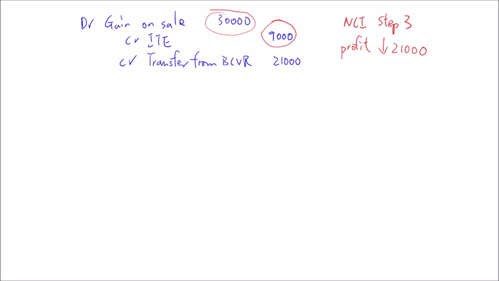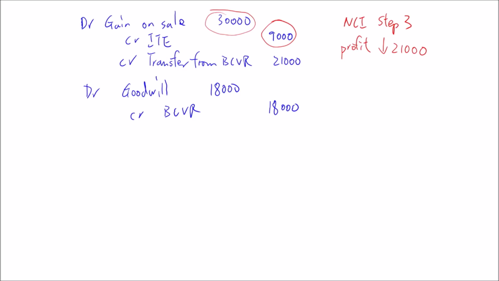Finally, because this is a question of full goodwill, with any full goodwill question, you want to recognize the goodwill under BCVR entry. So based on the acquisition analysis, the amount of full goodwill was $18,000. So we're going to recognize goodwill, debit goodwill 18,000, and then credit BCVR, also 18,000. And there's no additional information in relation to this goodwill. So that's the end of the BCVR entries.